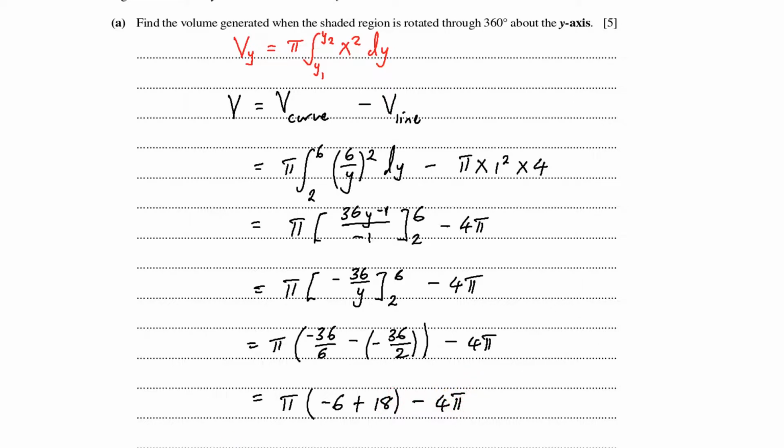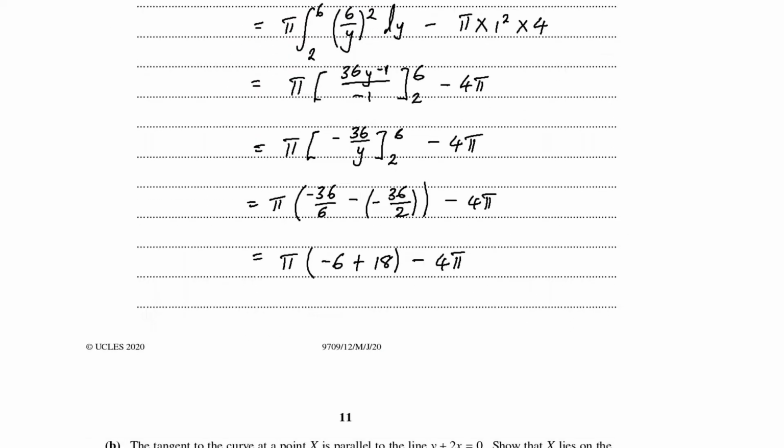So eventually, we'll be getting minus 6 plus 18 is 12. So that's 12 pi minus 4 pi. And the answer comes out as 8 pi. So we have the answer here coming out to be 8 pi.